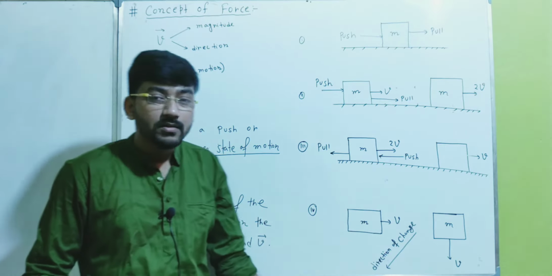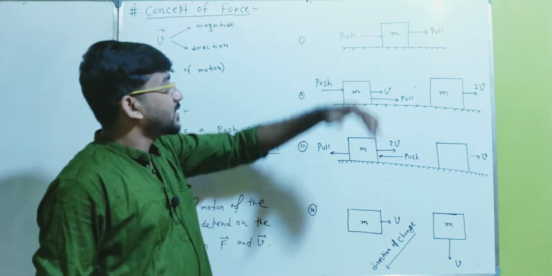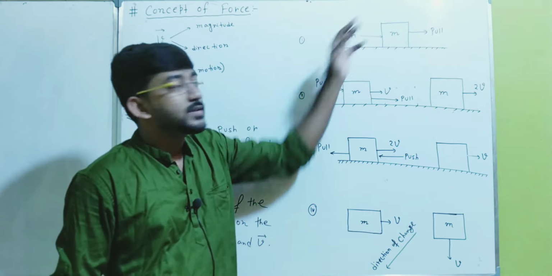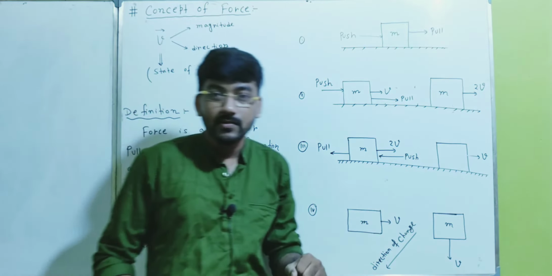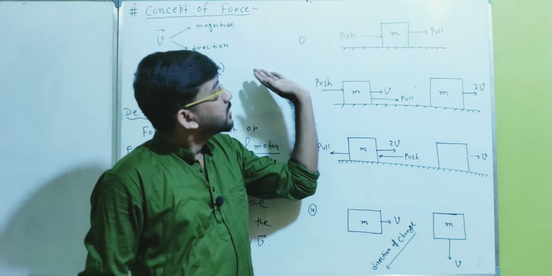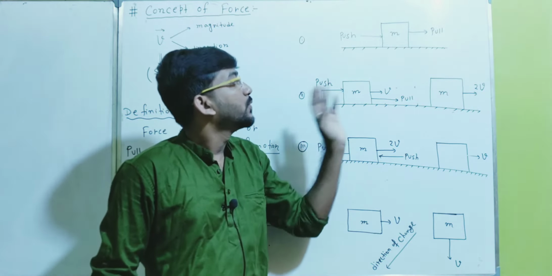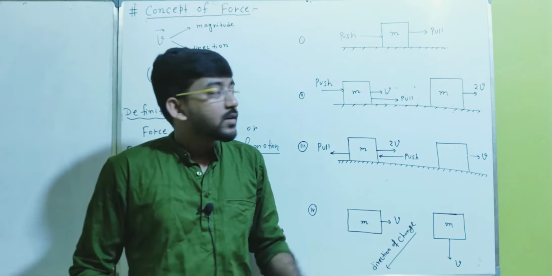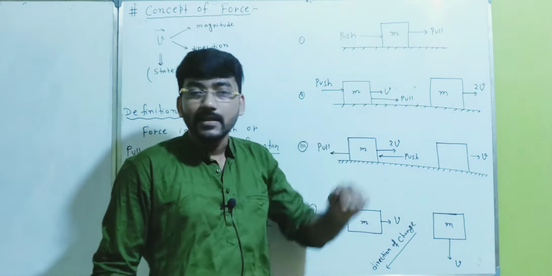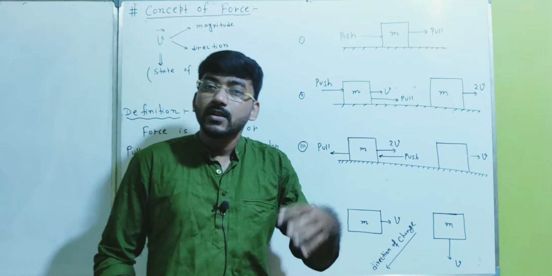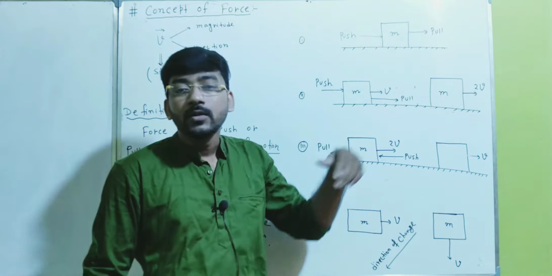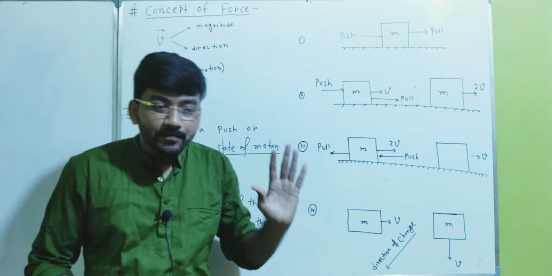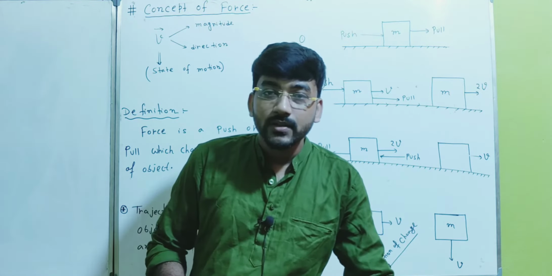This is a very popular example. Initially I have kept a block of mass m on a horizontal surface like this, and initially it is at rest. Now if I give a push or pull on this object of mass m, then it will start to move, and initially it is at rest, that means its velocity is 0. It may happen that if you give a push or pull, it does not start to move initially, but if you give more push or pull, then it will start to move.